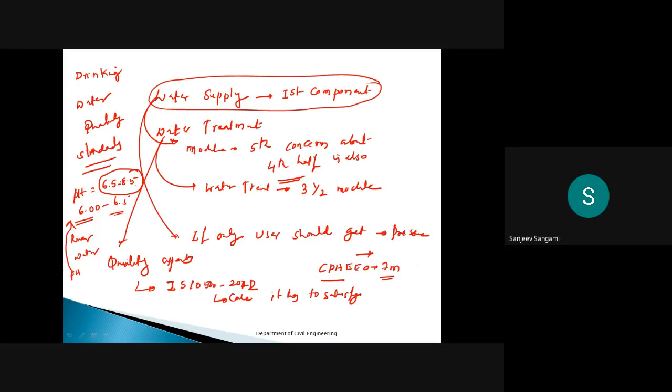So there are two components we always have to concentrate on. At the end of the subject, I should be able to design the water treatment plant, and I should be able to design the water supply network for any of the villages or cities. So what are the major applications of this subject? Why do I have to study it? What is its social importance?